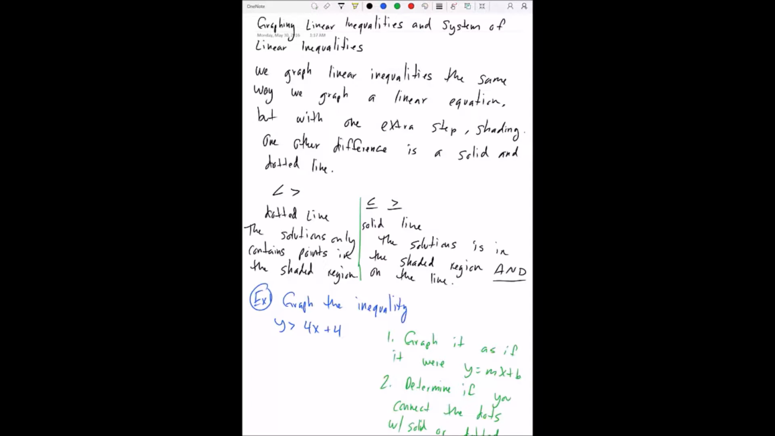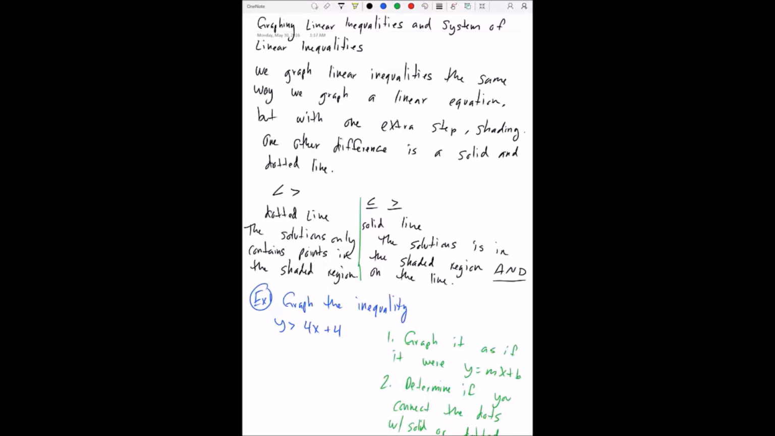Alright, graphing linear inequalities and systems of linear inequalities. We graph linear inequalities the same way we graph a linear equation, but with one extra step. We shade, and there's one difference. Either we have a solid line or a dotted line. If we have the inequality of less than or greater than, that's a dotted line. The solutions contain only points in the shaded region.